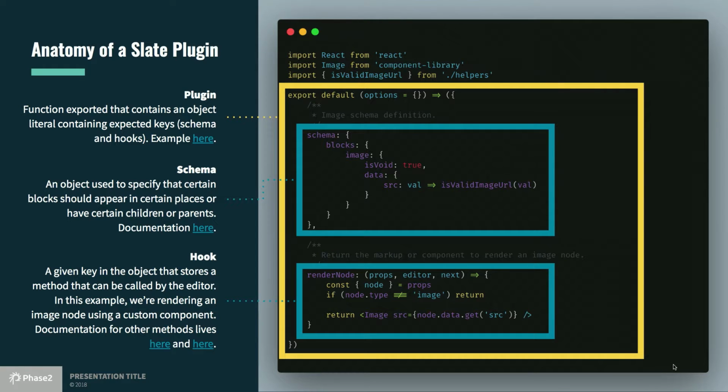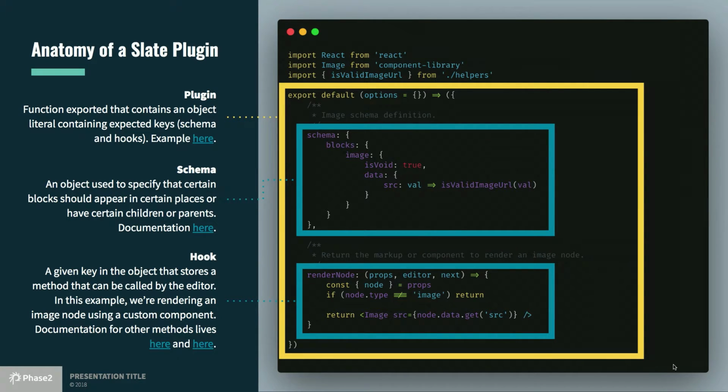So this is the anatomy of the plugin that we were just talking about. What you have to do when you build a plugin is export a function that returns an object literal. This is about to get very JavaScripty, but there are some very specific keys that Slate looks for in that object literal. If you pass in some random key, it's not going to recognize it.